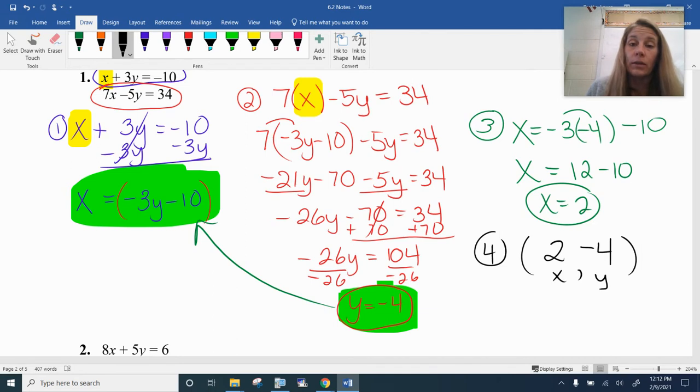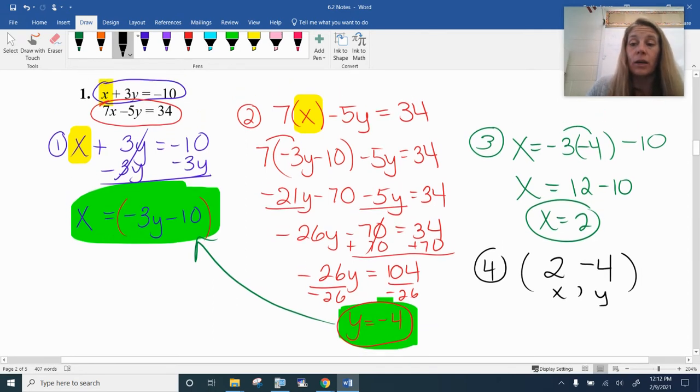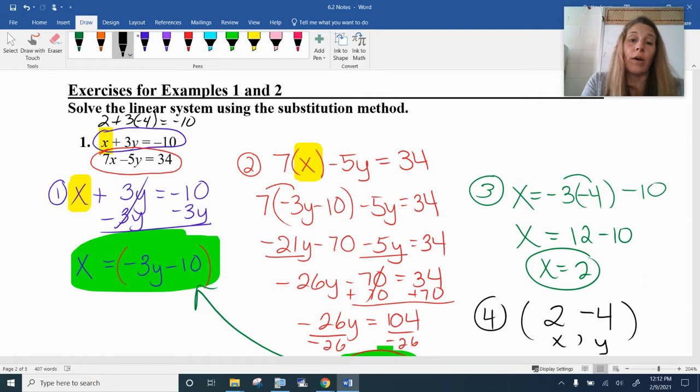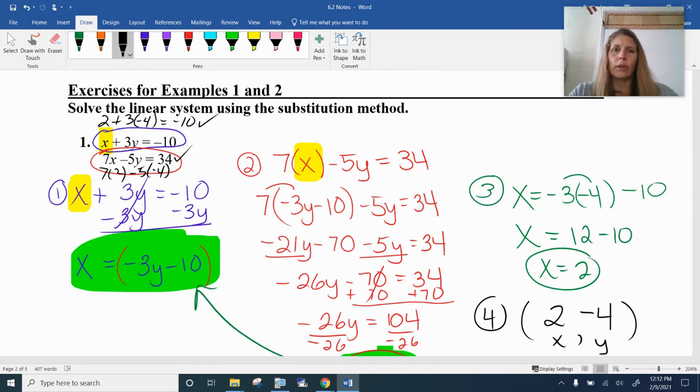And of course, it's always a good idea to go back and check that ordered pair into your original equations to make sure that it does work. So for the first one, I would have 2 plus 3 times -4. 3 times -4 would be -12, and 2 plus -12 is -10. So that works. On the second equation, 7 times 2 minus 5 times -4 is 14 plus 20, and 14 plus 20 does equal 34. You can even use a calculator to check those. It's not necessary for you to show all the work, but it is important that you check it.